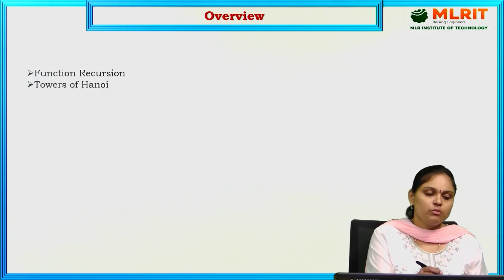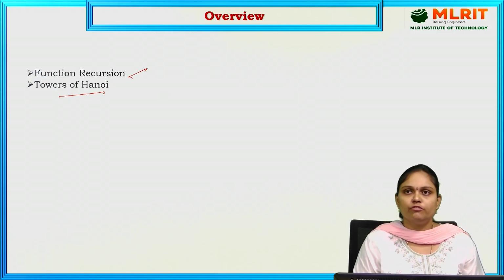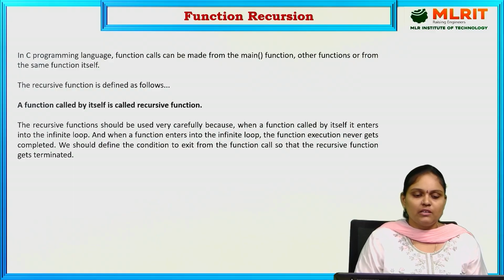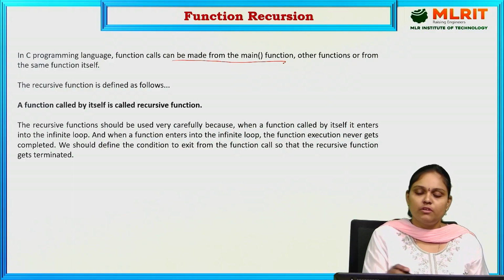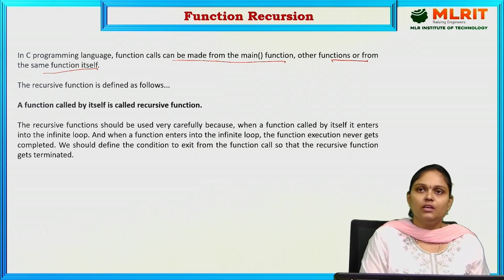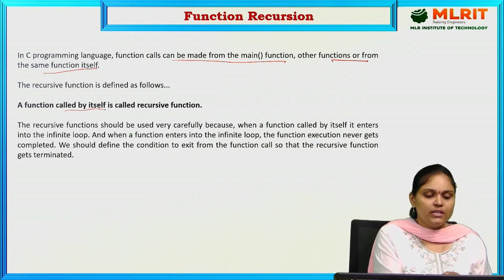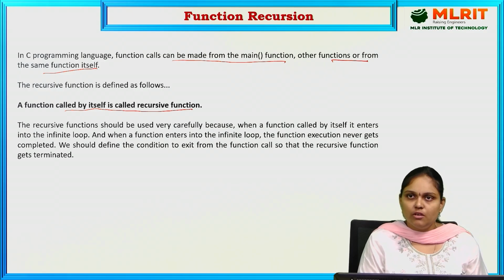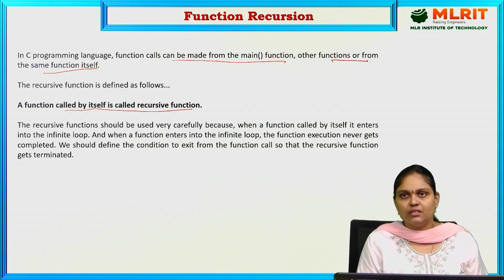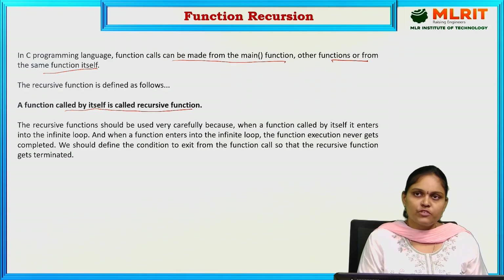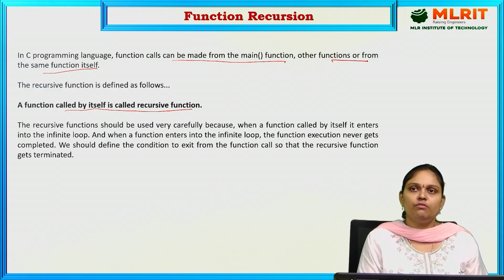The overview is what we mean by recursion and also what is meant by the Towers of Hanoi. In the C programming language, a function can be called from the main function, other functions, and from the same function itself. A function calling itself is called a recursive function. As we discussed in the last class, to terminate that function, we create one base part inside the recursive function. So in a recursive function, we have two parts: one is the base part and the other is the recursive part. The base part is used for terminating the recursive function, and the recursive part is used for the function calling itself.